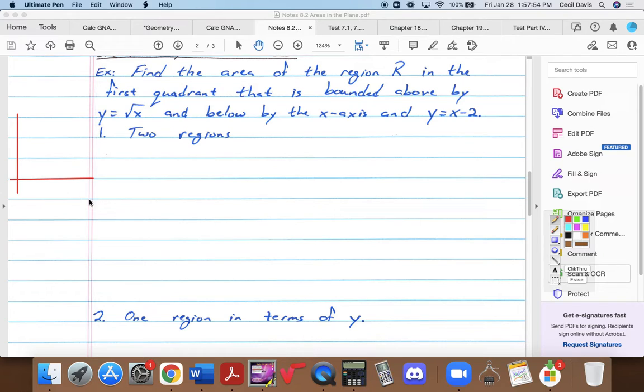I've got y is equal to the square root of x. Hopefully all of you know how to graph that. It looks something like this. Y equals x minus 2. Well, let's see. That's 0 at x equals 2, and has a slope of 1. If I kept drawing it, it would look like that.